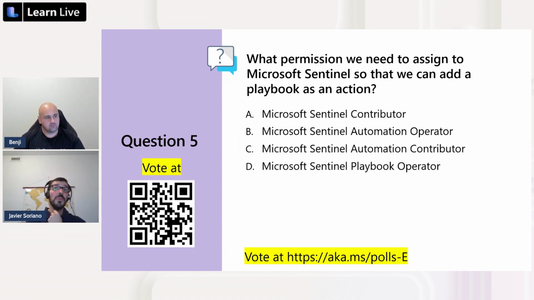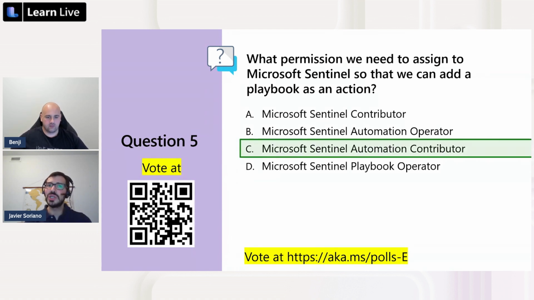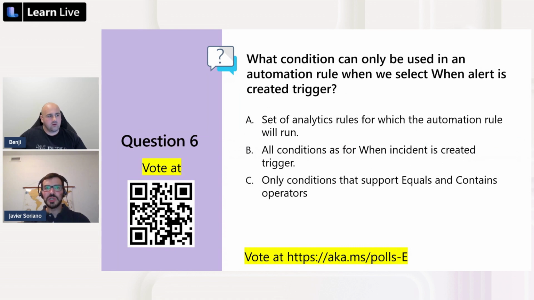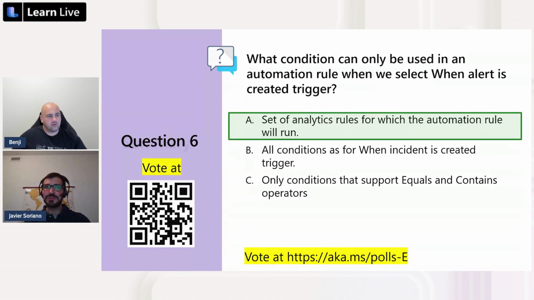Microsoft Sentinel playbook operator, if they assign that to me, I would be able to run the playbook. But that's not what Sentinel needs to run the playbook. Actually, the answer in this case is C. The Microsoft Sentinel automation contributor role is the one that Sentinel needs in order to call that playbook. Okay, we need to skip the rest because we're running out of time.